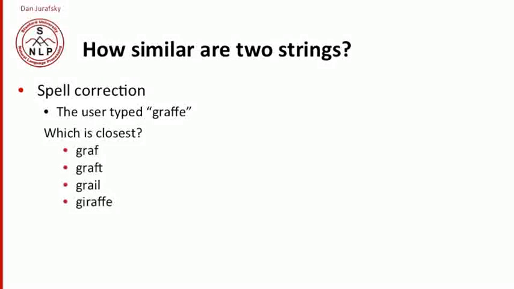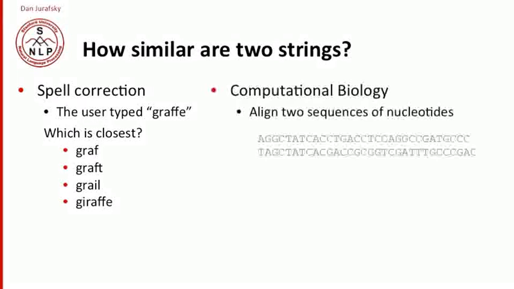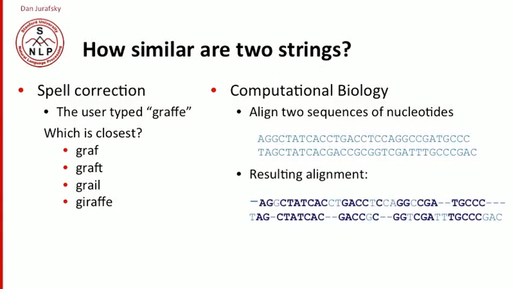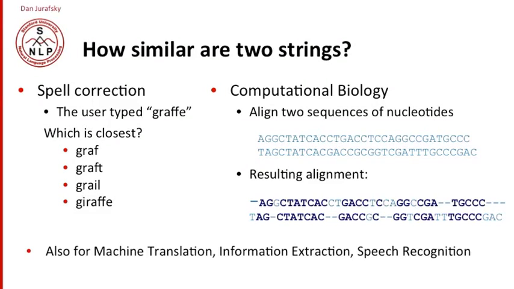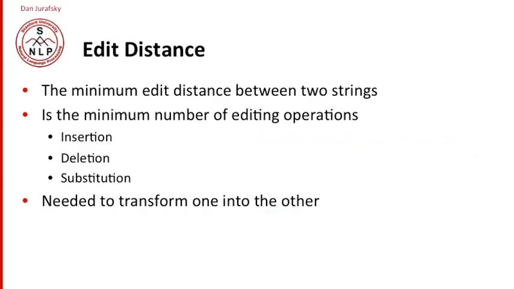And one way of operationalizing this question is asking which of the following words is closer to the letters that they typed. Graph, graft, grail, or giraffe. The problem of string similarity comes up also in computational biology, where we have sequences of nucleotides, A, C, G, T, we're trying to align, and a good alignment should be able to tell us that two particular sequences, perhaps from two samples, line up in a certain way with some amount of error. And this idea of string similarity or sequence similarity comes up for machine translation, for information extraction, for speech recognition, comes up everywhere.